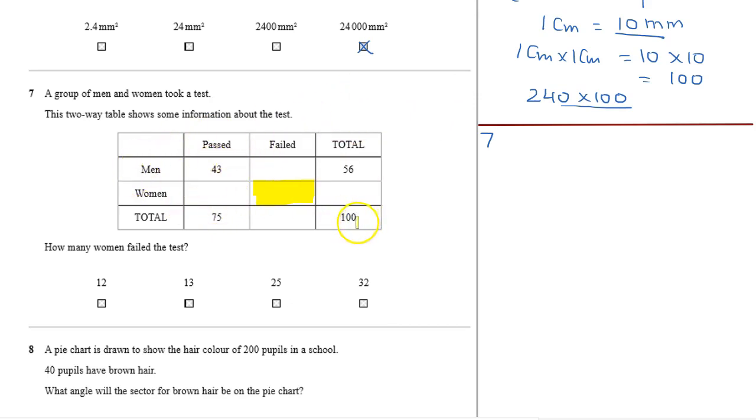Now total is 100 and those who passed are 75. So those who failed will be 25, because 75 plus 25 is 100. Now here we have 43 and 56. Total men are 56. So 43 plus 13 is 56. Now total 25 failed. So there are 12 women who failed the test.